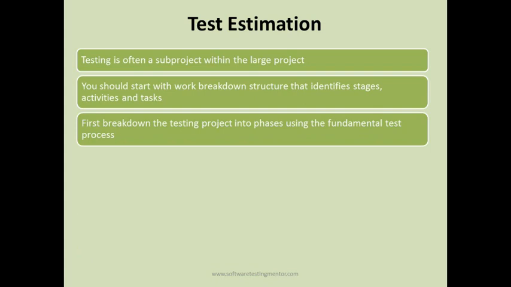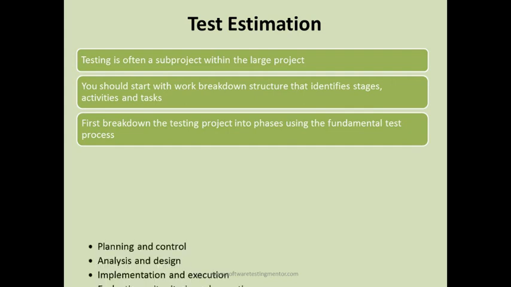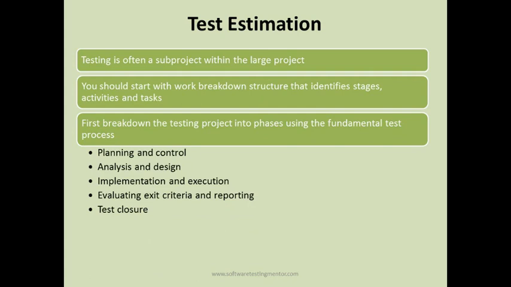First, break down the testing project into phases using the fundamental test process. As we have already discussed the fundamental test process initially, you can first break down what are the phases in the testing cycle. For example, planning and control, analysis and design, implementation and execution, evaluating exit criteria and reporting, and test closure activity. Usually all testing cycles have these phases. So the first thing is to identify what phases are there in your testing cycle.